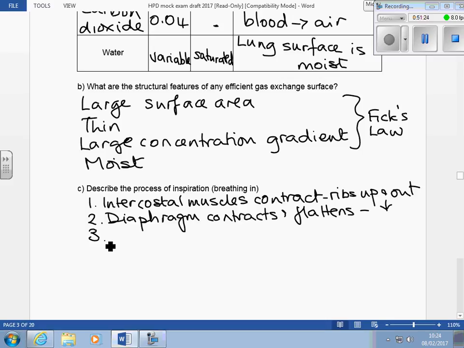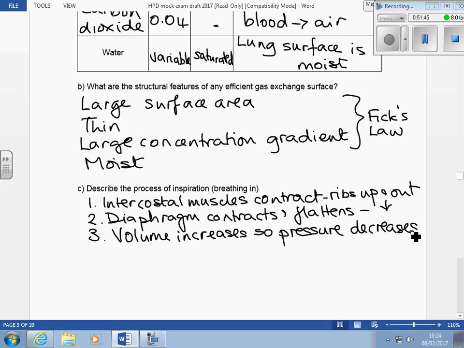So what would be the next thing that we put in? Volume, yes. Volume increases. So pressure, V1, V1 and all that, of course, decreases. So we've now got a pressure gradient and air moves in. Once you've got all this, this will form the basis of good material for revision notes.